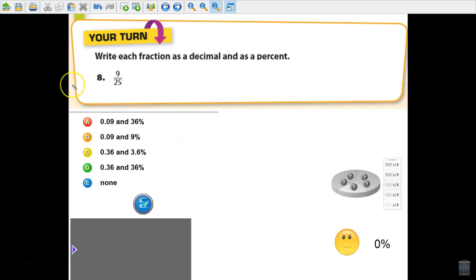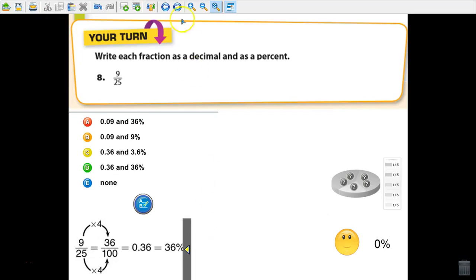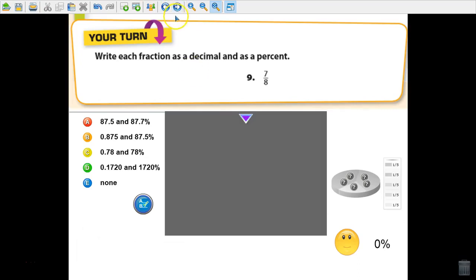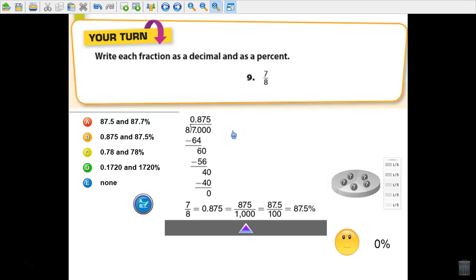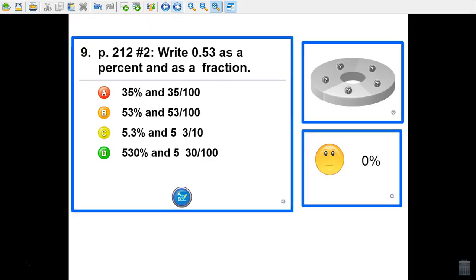All right. Your turn. Pause. And here's the answer. And here's the last your turn of a lesson. Pause. And here's the answer. It's just extra work.